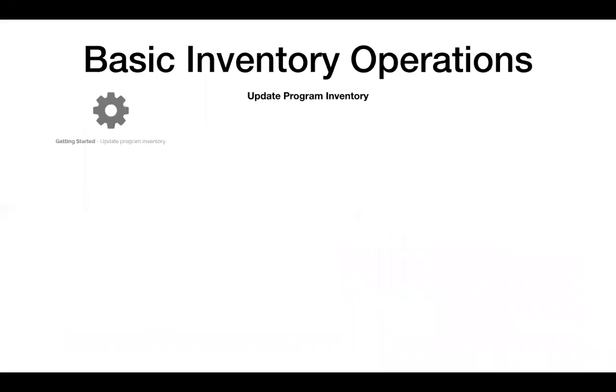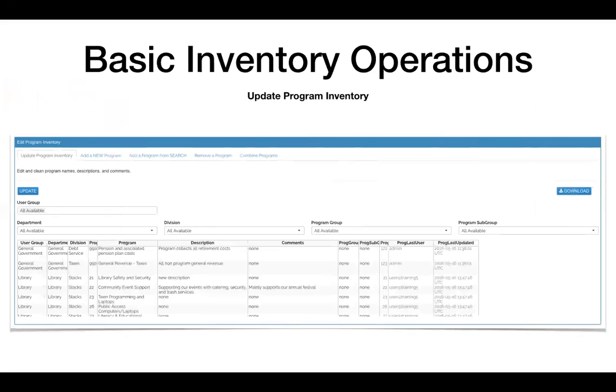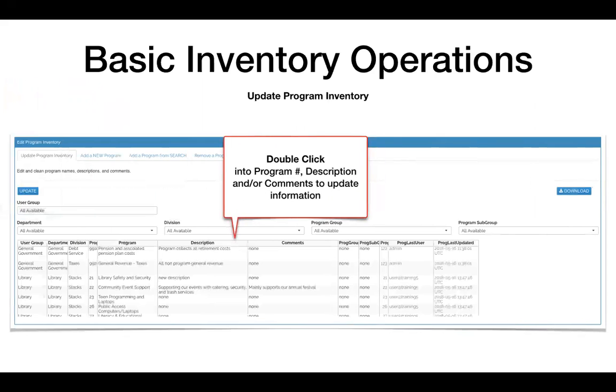Okay, moving on to basic inventory operations. We are going to get started with Update Program Inventory. So this is the default screen that you will get to when you click on that gear for getting started. The first tab is Update Program Inventory. From this tab, you are able to double-click into the program number, description, and/or comments section and type in an updated message. So you no longer have to download, enter the information you want, save and upload. You can simply click into those fields and make the changes that you want to make. Then click Update.